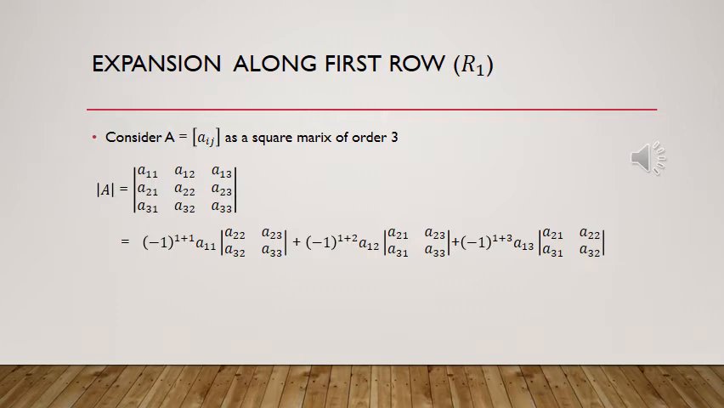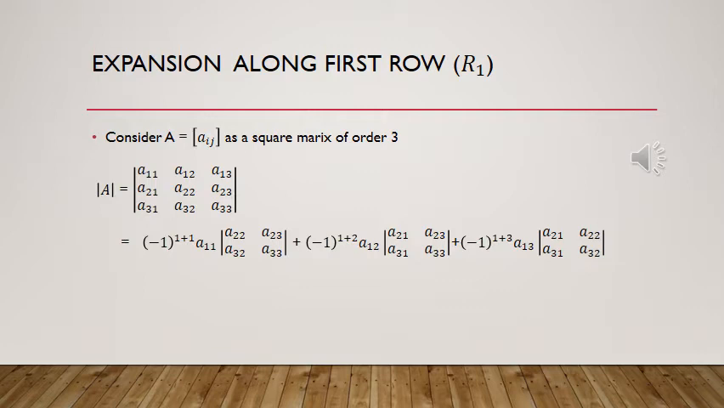Are you getting, children? You multiply A11 by negative 1 raised to 1 plus 1 and the second order determinant obtained by deleting the row and the column where A11 lies. Okay, that is A11 into negative 1 raised to 1 plus 1 multiplied by determinant A22, A23, A32, A33.